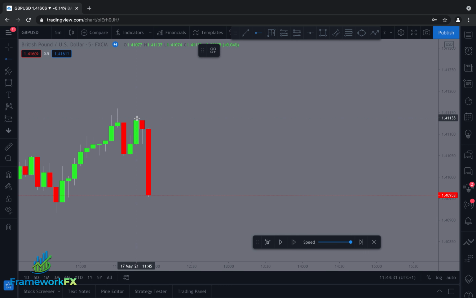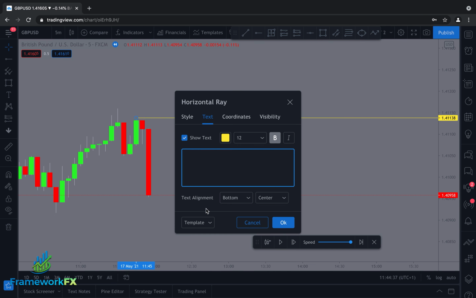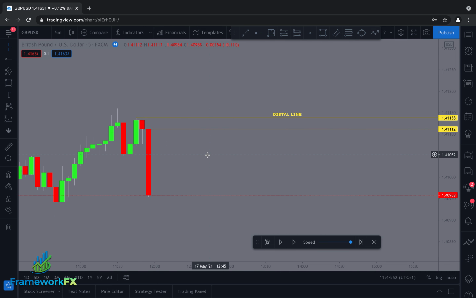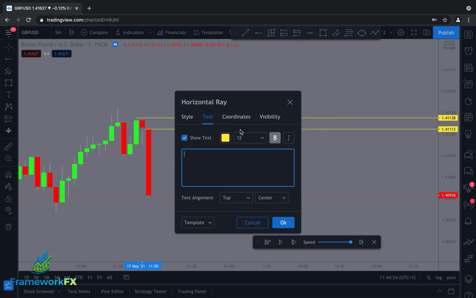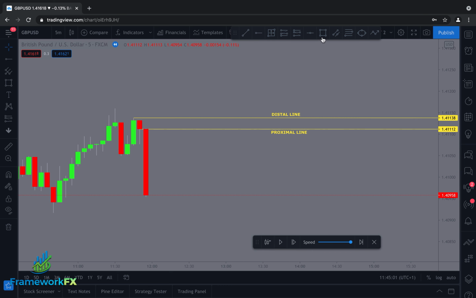So we'd find the highest point, which is about there. The previous move, you could say it was up there, but we're going to say it's here. And this will be called your distal line. Okay, the distal line in your supply and demand zones is the furthest line away from current price. Okay, and then the second line we add is the base of this just before it turns, which is about there, and this will be your proximal line. Okay, so that's what it's looking like now. Now we have our zone.